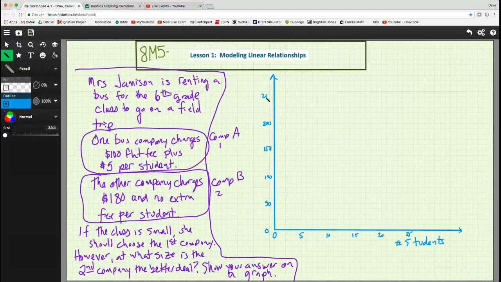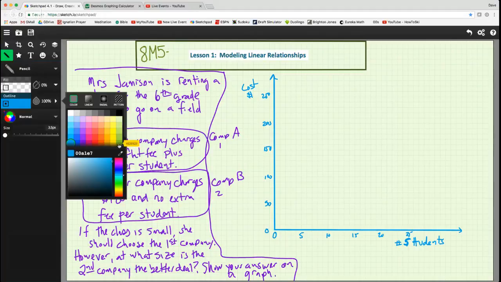Yeah, I could have had this all drawn for you in advance. So this is going to be the cost in dollars. Almost always dollars will be on your y-axis. And this is your number of students over here. Okay, so let's look at company A, and let's draw that one in green. So this would be company A.